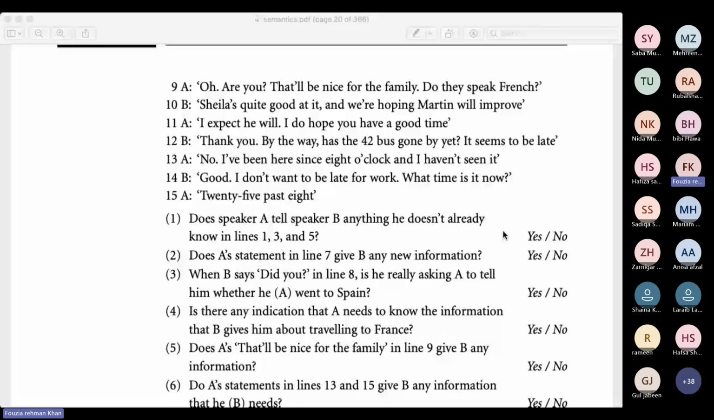Question number one is all about being meaningful and not informative. Question number two, does A's statement in line 7 give B any information? Yes, it does. I hope everyone is following what I'm trying to tell you, right? We are looking at speaker's meaning right now. Okay. So, moving to the next question.